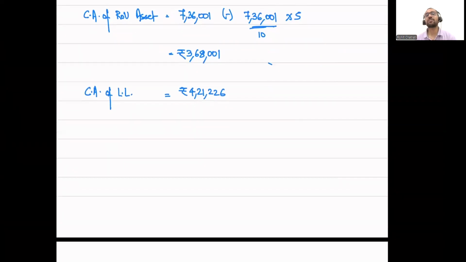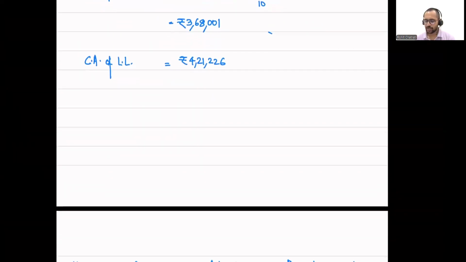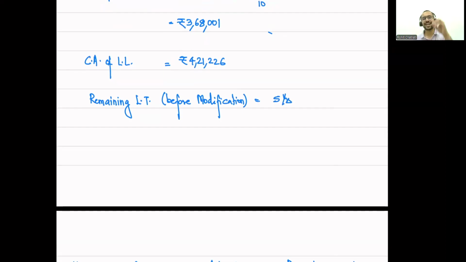Now over here, we have a decrease in lease term. Remember, we have a remaining lease term at the beginning of year 6. Originally, the remaining lease term before modification was equal to 5 years. The total term was 10 years. I'm standing at the beginning of year 6, so I have year 6, 7, 8, 9, and 10. So the remaining lease term was 5 years.